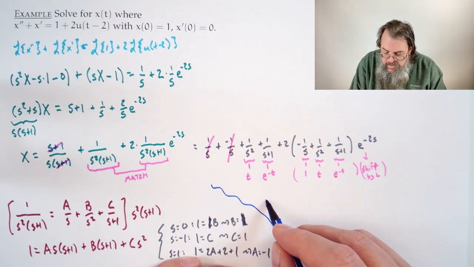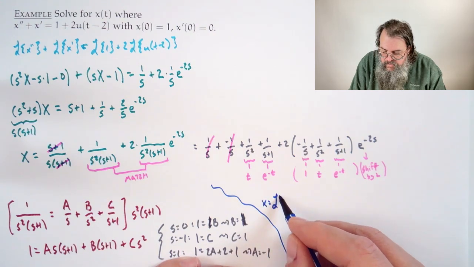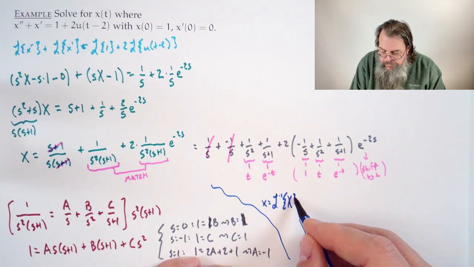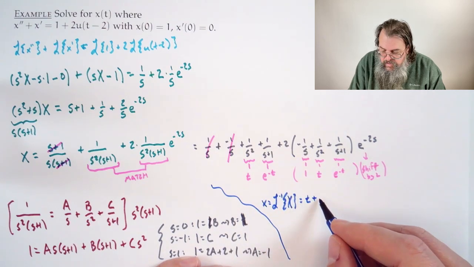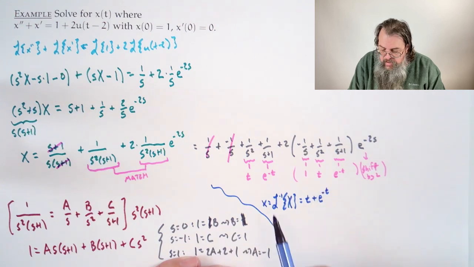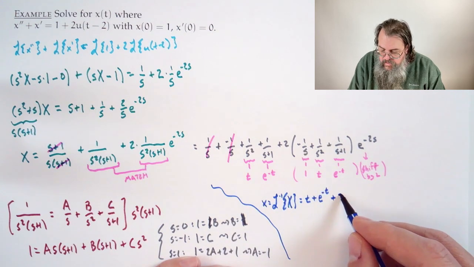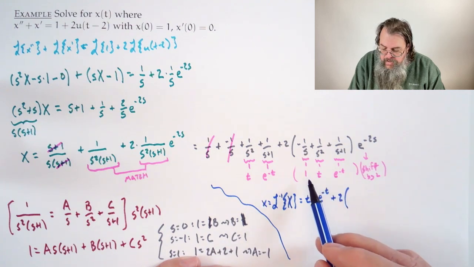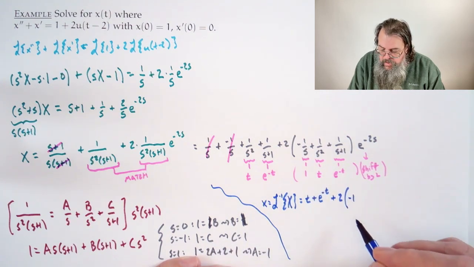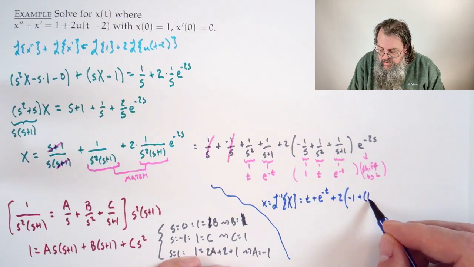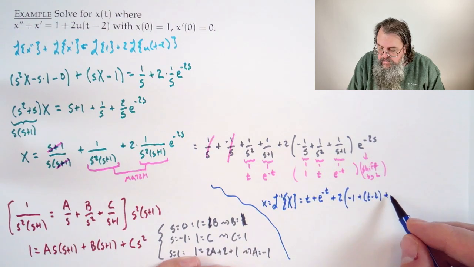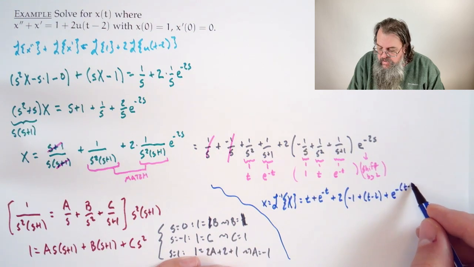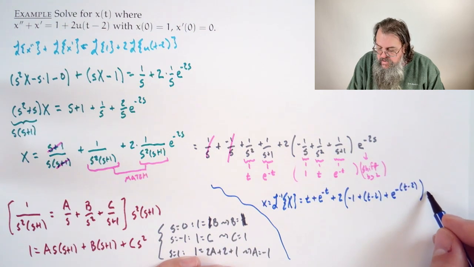So we have that little x, which is what we're after. Inverse Laplace of big X is t plus e to the minus t, good, plus 2 times, and then we have a minus 1 plus t minus 2, because we're replacing all the t's by t minus 2's, plus e to the minus t minus 2, and then u of t minus 2.